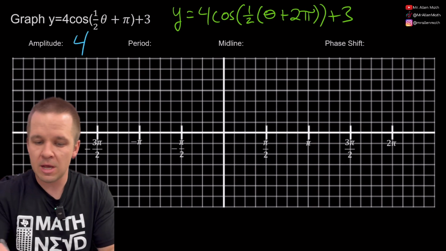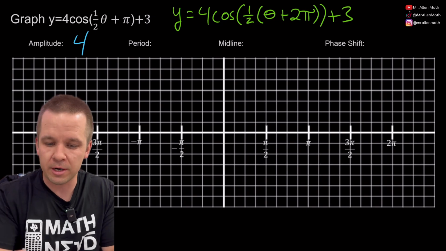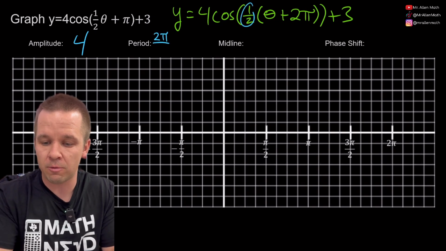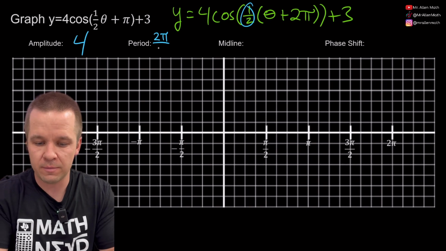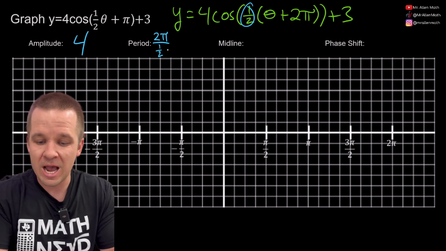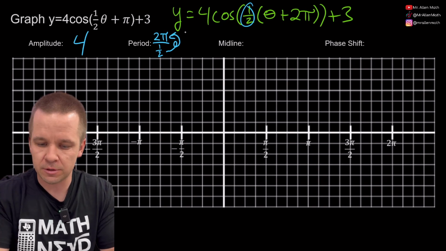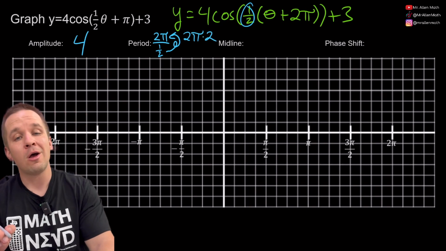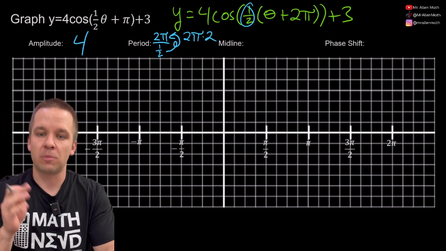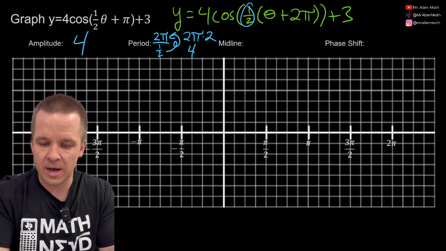The period, I'm going to get by doing a little bit of work here. I got 2 pi as my normal period. I need to divide it by the multiplier, which is this 1/2 right here. So divide it by 1/2. And to divide by 1/2 is like multiplying by the reciprocal. It is 2 pi times 2, or sorry, dividing by 1/2 is like multiplying by 2. So I'm going to get 4 pi for my period, okay?